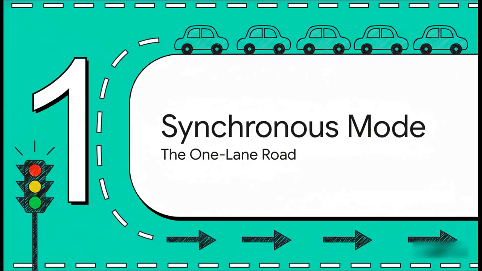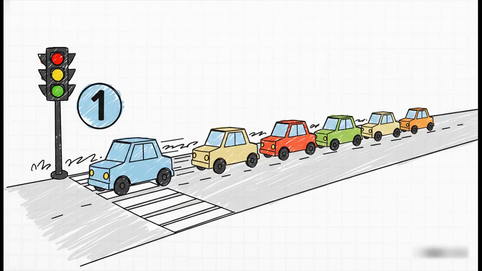Okay, first up, let's talk about the simplest way to handle this, which also happens to be the most problematic. We're going to call this the one-lane road, or synchronous mode. The rule here is super simple. One car at a time. That's it. One car goes, finishes its journey, then the next one can start. It seems orderly, kind of logical. But, and this is a big but, it has a huge, huge weakness.